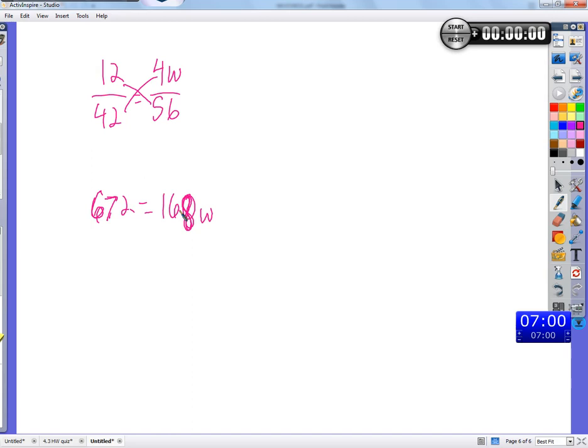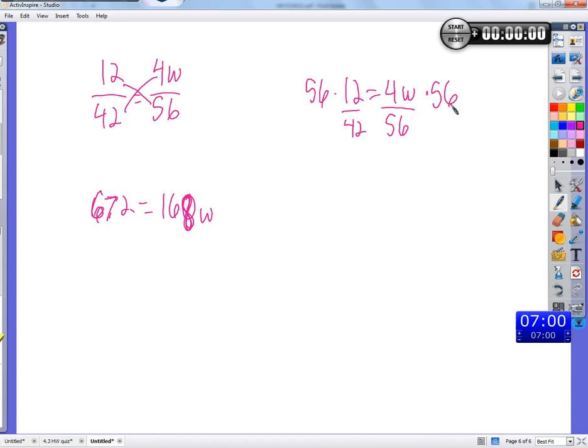Well, if we're going to use cross multiplication, then let's look at how we can justify it, how we can kind of prove that it's true. Well, you're multiplying 12 by 56, right? Aren't you? Okay, well, we're multiplying 12 by 56, which means we should really be multiplying both sides by 56, because that's what actually is happening.